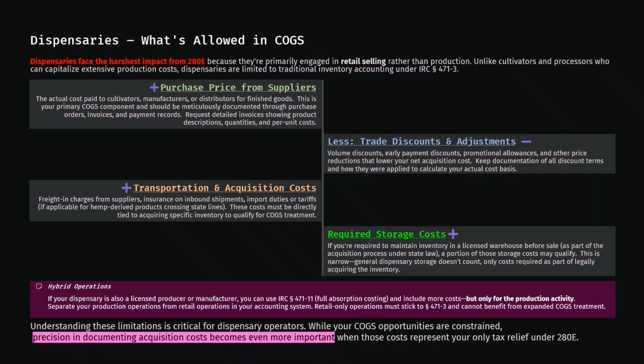And if you run a hybrid operation where your dispensary is also a cultivator or manufacturer, say you grow and sell in the same entity, you may be able to use IRC 471-11, which allows what we mentioned before, full absorption costing. So that opens the door to allocating things like we talked about before: indirect labor, depreciation, overhead, and more. And this is critical, you can only apply that to your production activity. You still cannot use 471-11 to shift general retail costs into COGS. If it's tied to the retail sale, it's off limits.